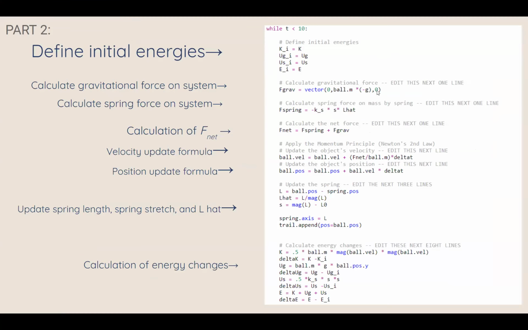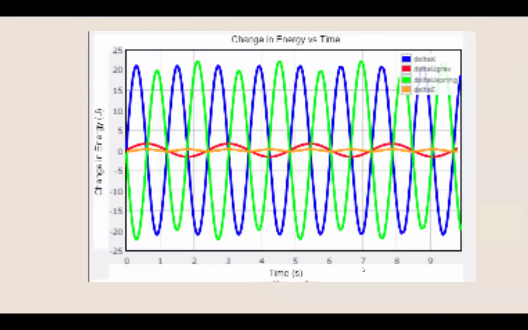This calculates the gravitational force given a certain vector, which is just mass times gravitation. Gravitation is negative because it's pointing down always. Then there's the spring force, and the two forces combine to find the net force. This is updating the ball's velocity, which was also written in the previous slide, and the ball's position as well. Again, this updates the spring using this equation right here, and then these changes in energy are again calculated with those formulas from before. This is the graph we end up getting, and as you can see, these end up canceling each other out.